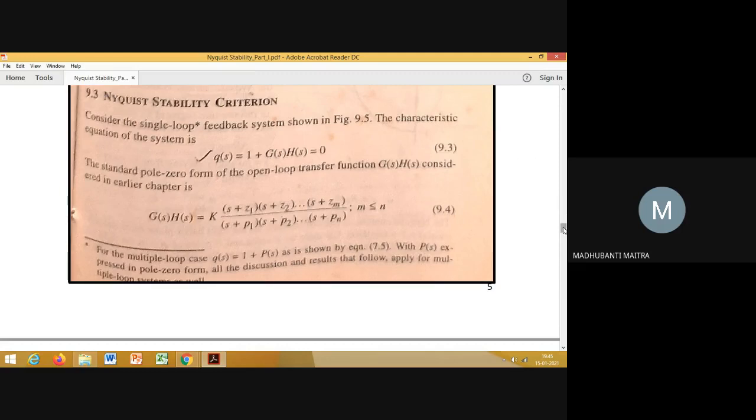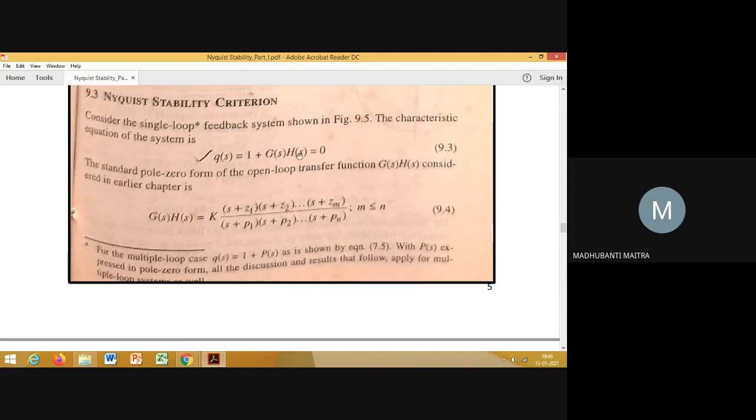Now, for determining the stability of the system, we actually want to find out the stability of the closed loop system. That means when we close the feedback path, whether the system is stable or not is of concern. The merit of the Nyquist stability criterion is that from the open loop transfer function, or in other words from the open loop frequency response, we can determine the closed loop stability of the system.